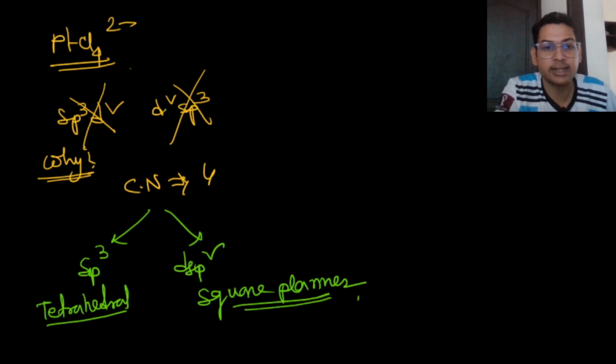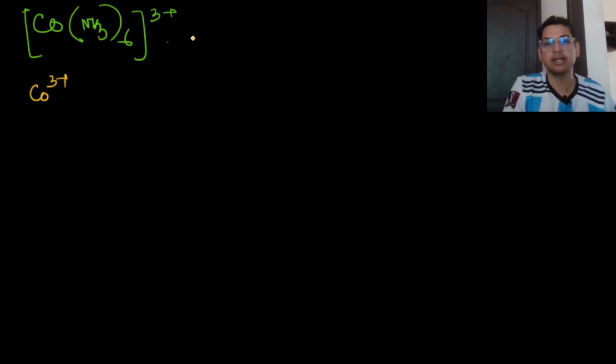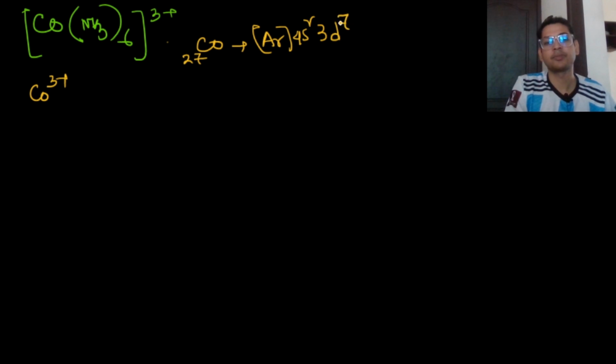Okay sir, I understand that I have to check for cobalt NH3 3 plus, and without checking also I can say that will be my answer. Yes, but we have to check cobalt NH3 3 plus. So the first thing is cobalt is in 3 plus oxidation state. Now cobalt normally is 27, it is argon 4s2 3d7. Cobalt 3 plus is then 4s2 electrons gone and 1 electron from 3d7, that will be 3d6.